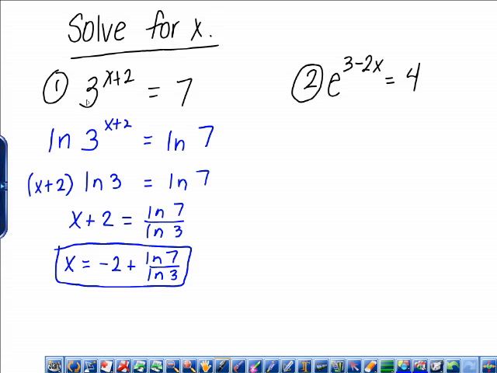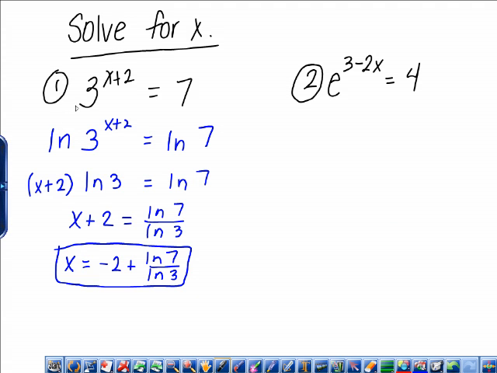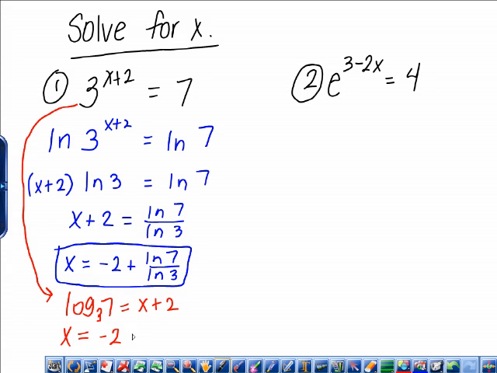We could have also written it from exponential to logarithmic, and I do want to at least write this down. What we could have done instead, and some of you are going to like this a lot better, is say this is the same as writing log base 3 of 7 equals the exponent, which is x plus 2, and then subtracted 2 from there.